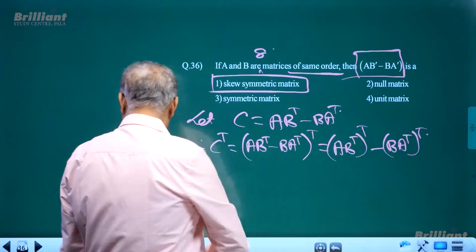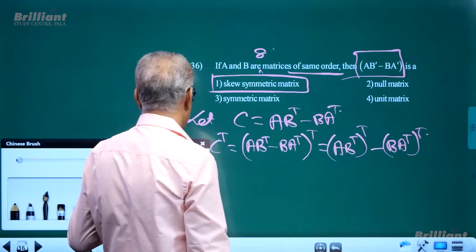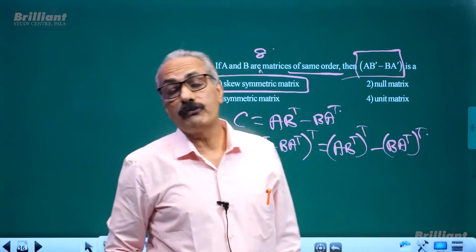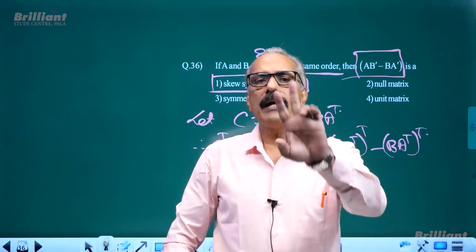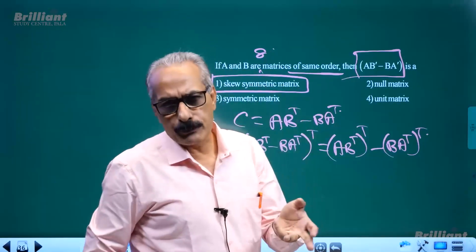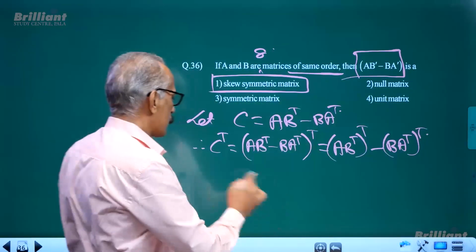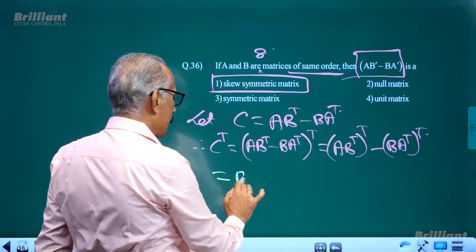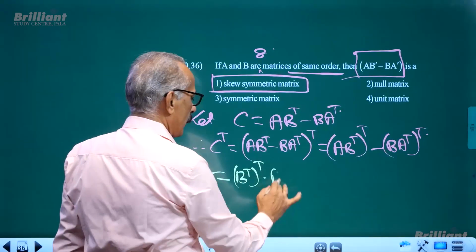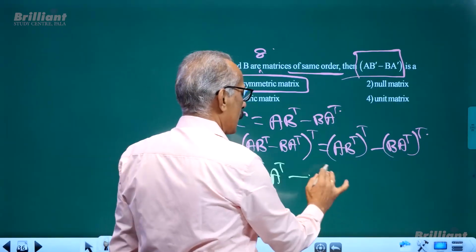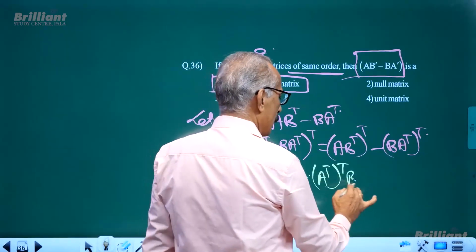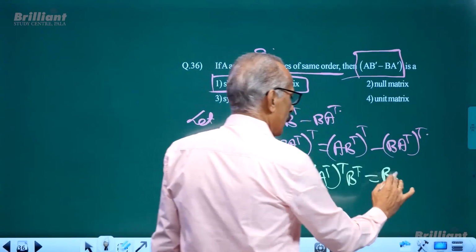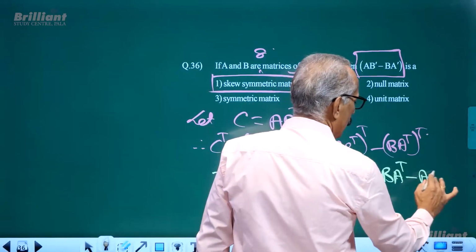First point. Now what is the next? Result? Reversal law. Reversal law for what? Transpose, adjoint, inverse. AB, the whole transpose, is B transpose into A transpose. So this will become, see, order, reverse order. That's why it is called reversal law. B transpose into A transpose minus, this is A transpose into B transpose. You know what is B transpose? That is B into A transpose minus A into B transpose.